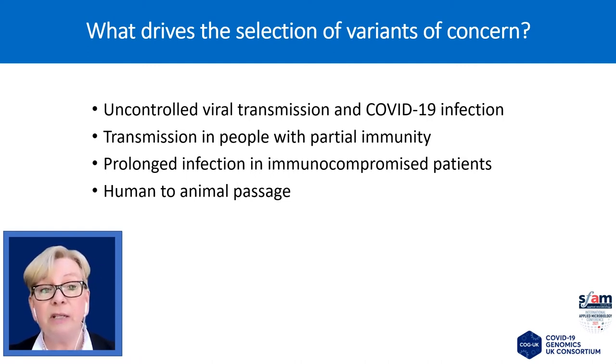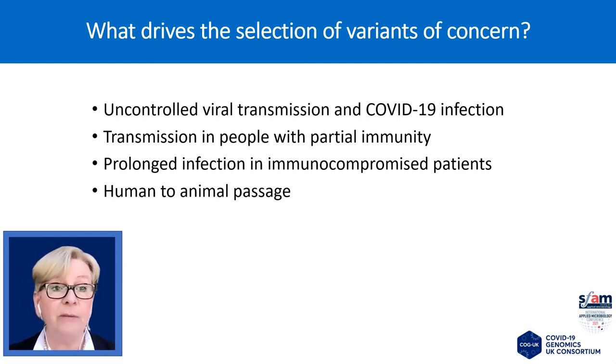Now, variants with a fitness advantage, in particular with immune evasion, have the possibility of arising when transmission is occurring between people that already have partial immunity. Under these circumstances, the fittest virus will be one that can actually find a chink in our immune protection.